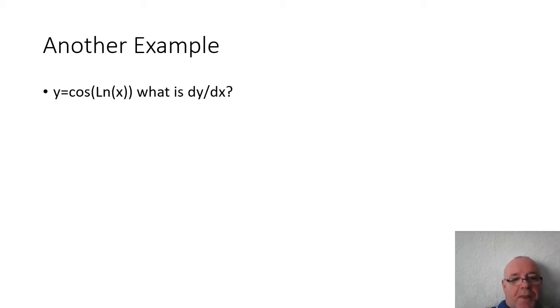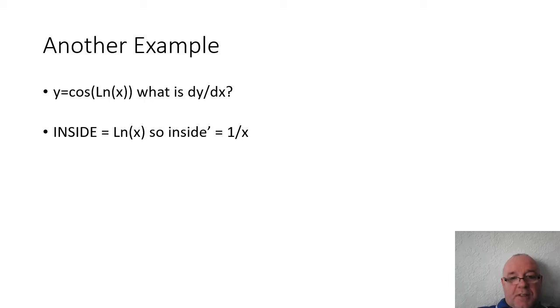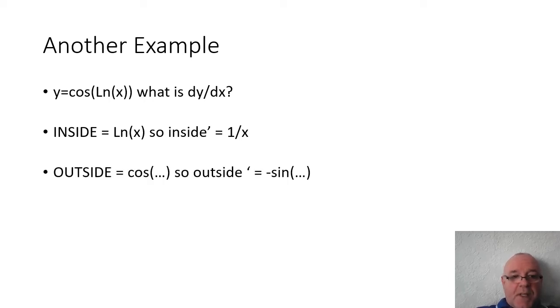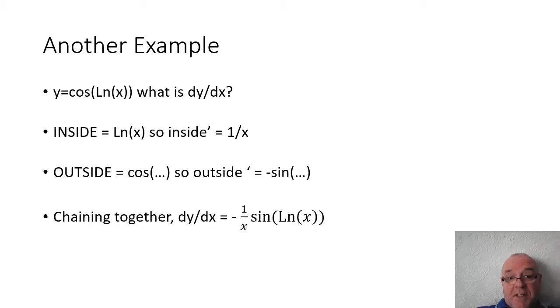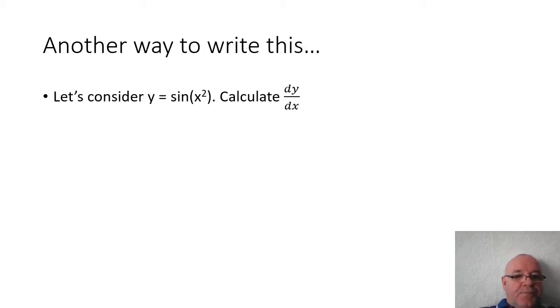Here's another example. It's very difficult. y is cos log x. What is dy by dx? Well, the inside function is a log, and you should remember that the derivative of a log is 1 over x. The outside function is a cos, so the derivative of a cos is a negative sine. So just chain them together. So it's just going to be negative 1 over x times sine log x. Simple as that.